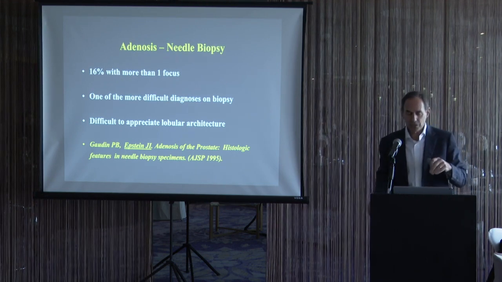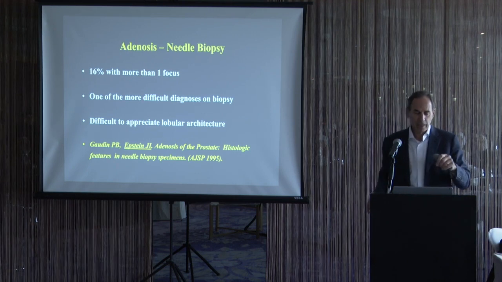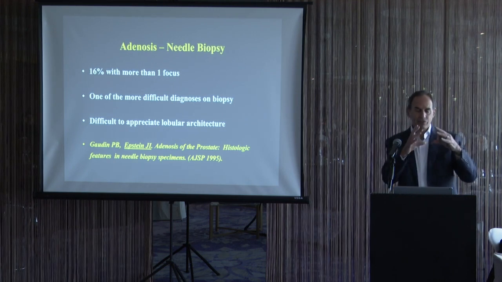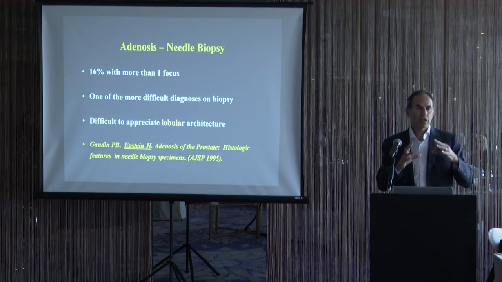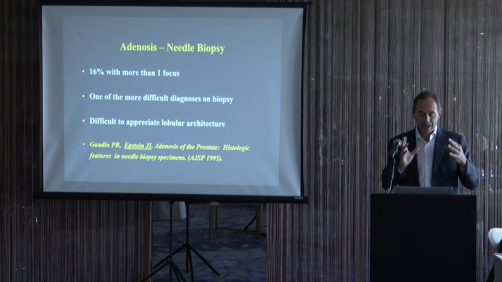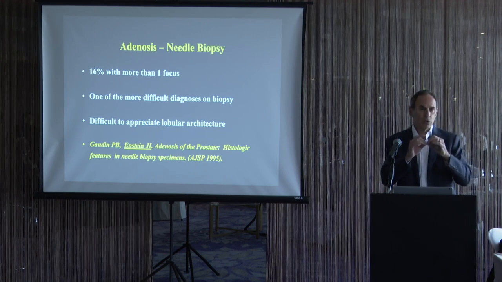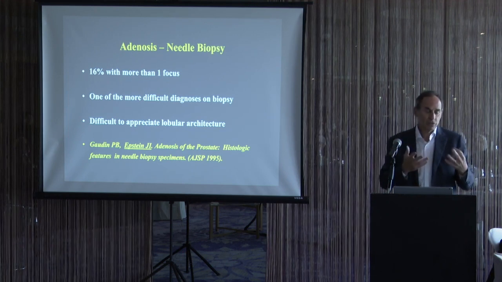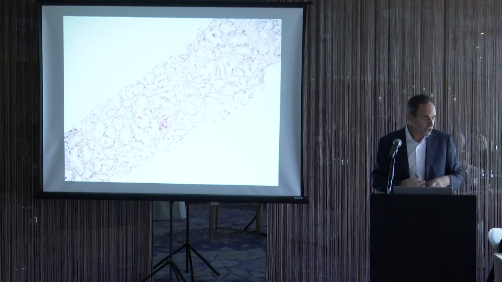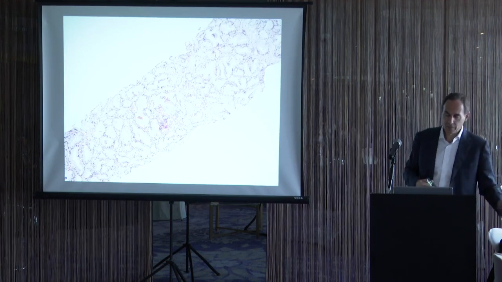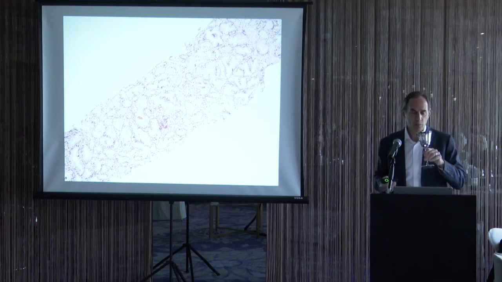The reason why adenosis is difficult on a needle biopsy is it has a very lobular, rounded architecture. And you can appreciate that on a TURP or on a radical prostatectomy, but on a needle biopsy where you go into the middle of the lesion, you really can't appreciate its lobularity. And as I mentioned, adenosis on a needle biopsy can look just like cancer at low power.